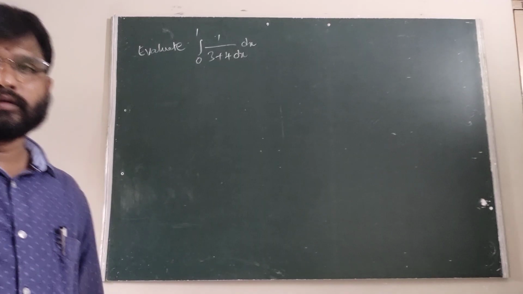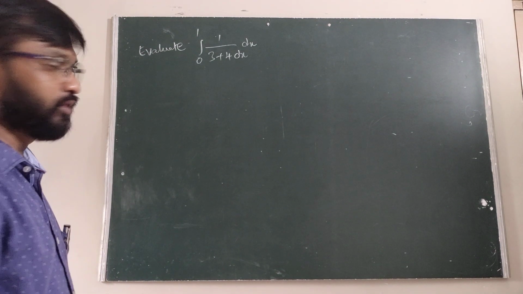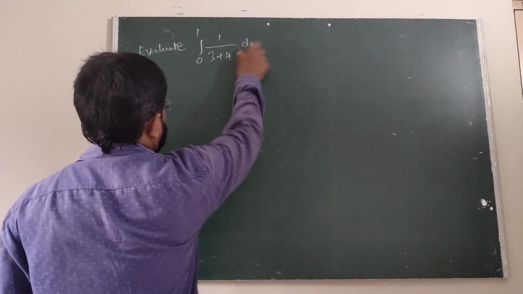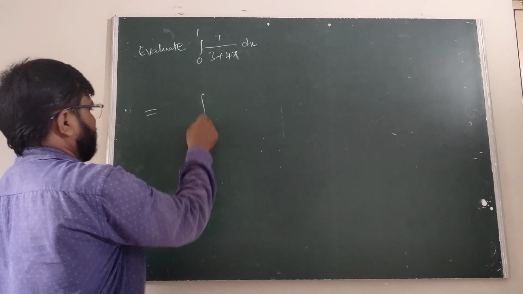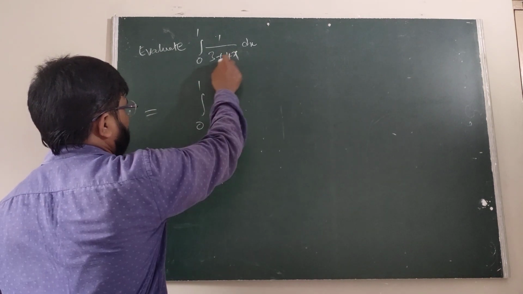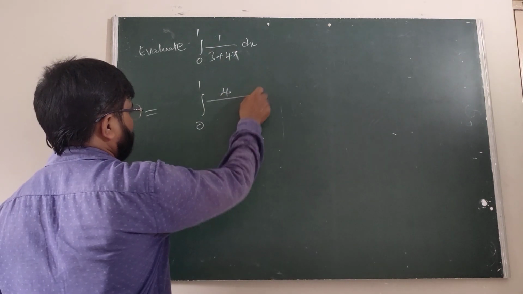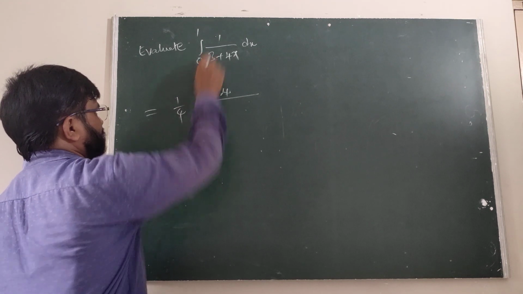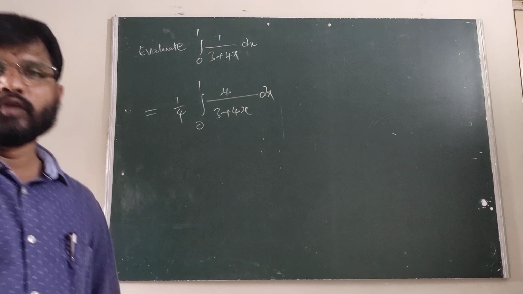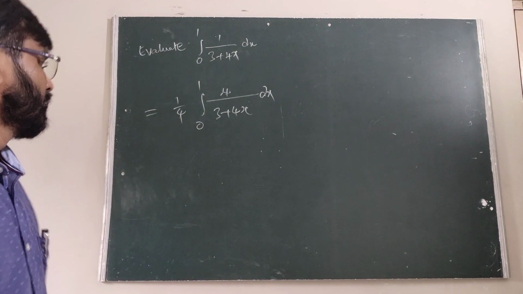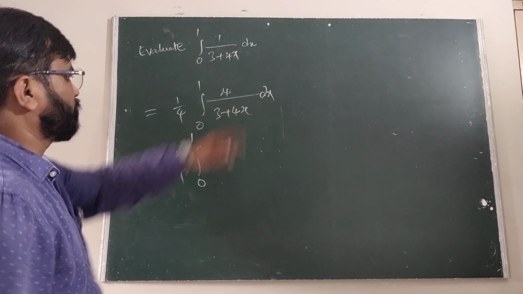Okay. Now evaluate the integral from 0 to 1 of 1 upon 3 plus 4x, dx. Here the derivative of 3 is 0, and the derivative of 4x is 4. So in the first step we have to multiply and divide by 4, because 4 by 4 is 1. That's why you can write 1 by 4 times f dash of x by f of x.